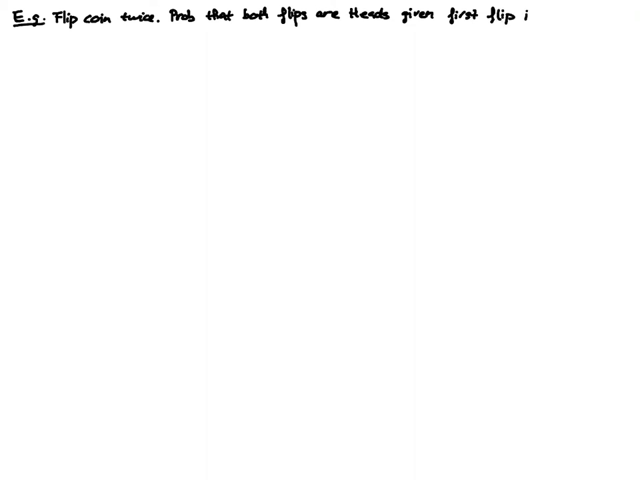Let's now look at a few examples to see how we apply conditional probability in practice. Let's consider the experiment where we flip a coin twice. And suppose we want to find the probability that both flips are heads, given that the first flip is a head.